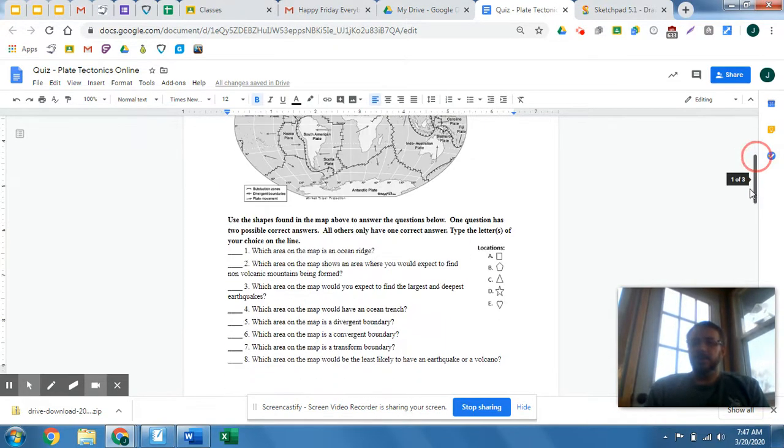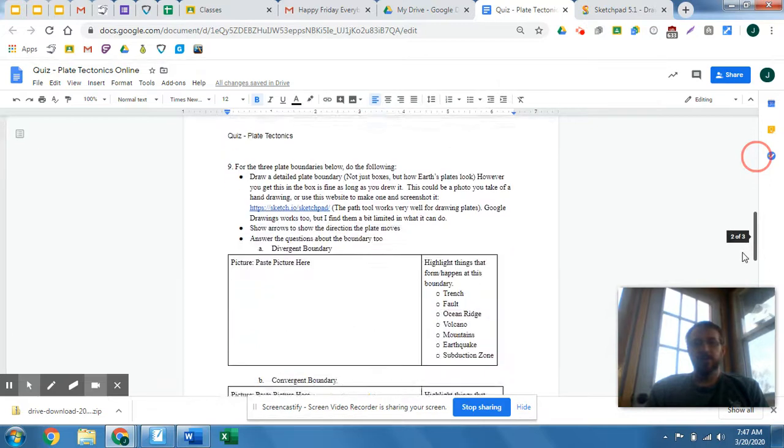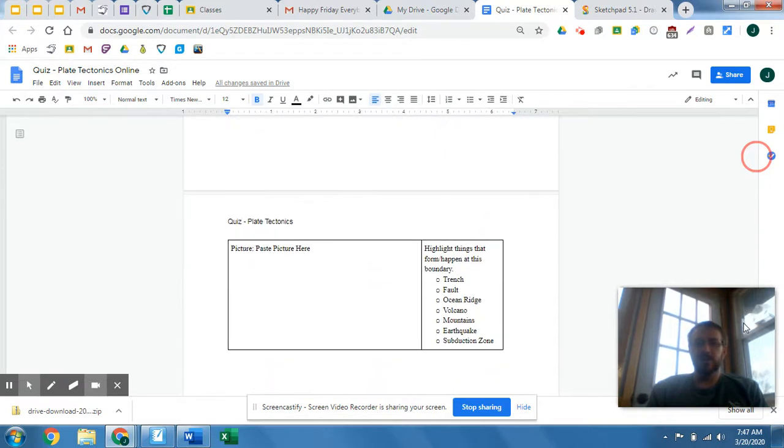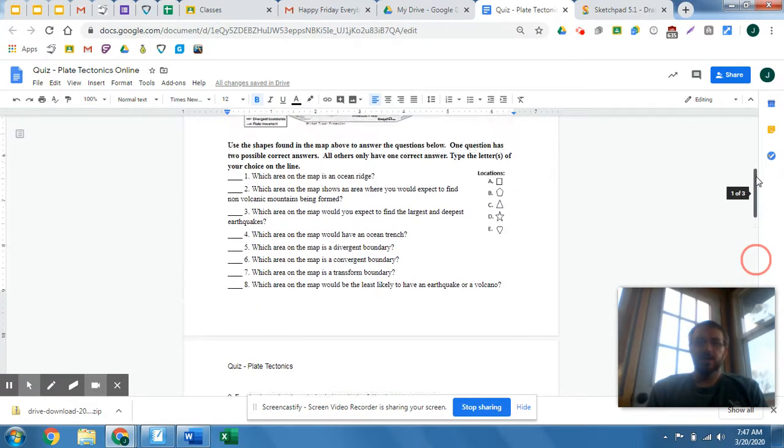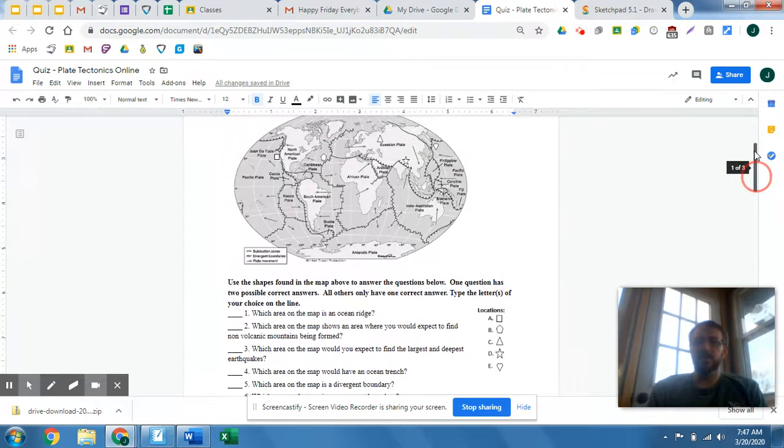Otherwise, that's what you're working on today, is just finishing up that quiz. You've got 3 pictures to draw, 3 things to highlight for each of those pictures, and 8 questions that go off of this world map up here.